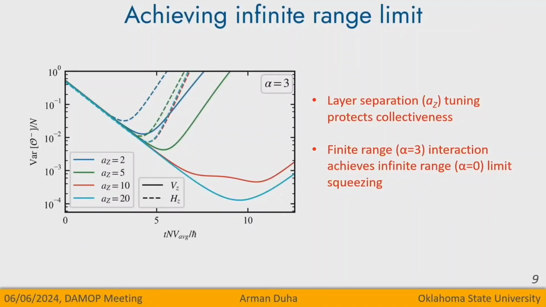Here we tune the layer separation, and you see that for sufficiently large layer separation, and all of these results are for alpha 3, we actually get the exact same amount of variance that we had gotten for the infinite range case. So we get the amount of squeezing or variance with finite range that we had gotten with the infinite range. All of these results are for a fixed system size.